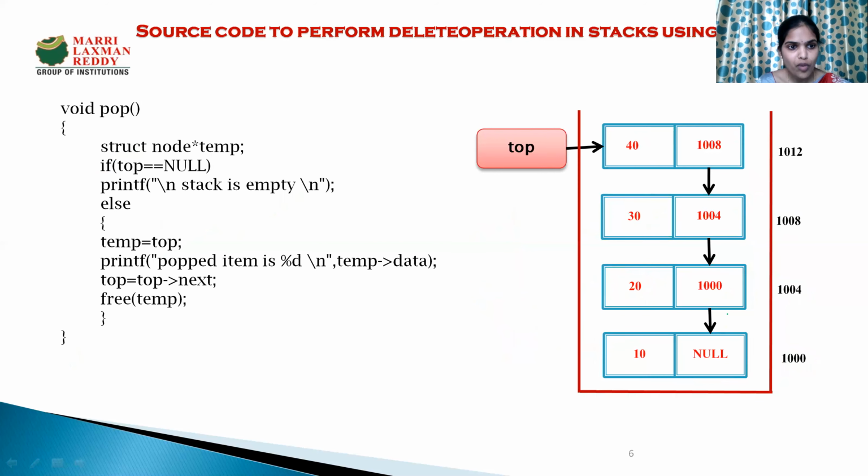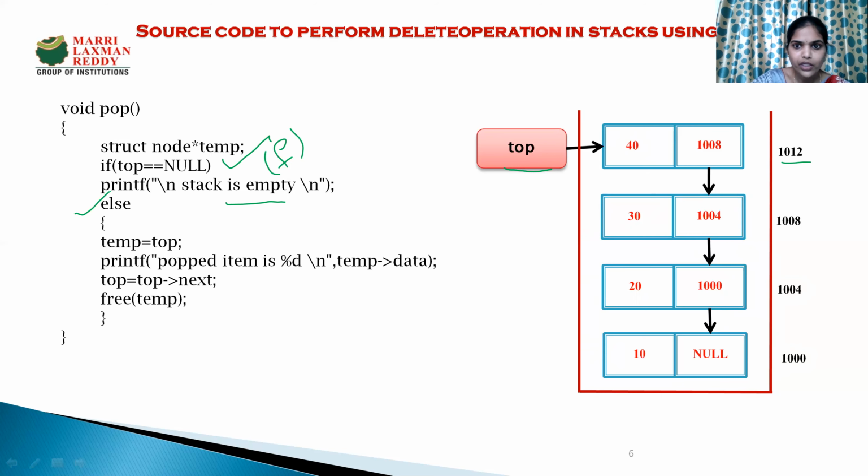When coming to pop operation, how do we perform pop operation? We cannot perform pop operation on an empty stack. First, we have to check whether the stack is empty or not. If you perform pop on an empty stack, it doesn't work. So we have to check the condition, is top equal to null. We already know that when top is null, it states that the stack is empty. Here top is not null because top is pointing to the topmost node, that is 1012. So it is false, so we go for the else part.